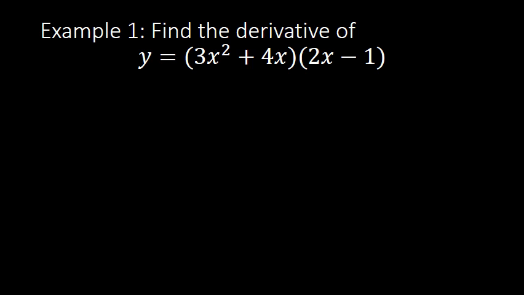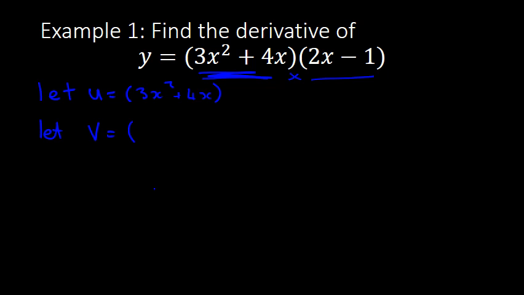The first thing we need to establish with a question like this is to confirm that it is in fact a product. Okay, so it's one term multiplied by another term. That's a product. The approach to take then is to let u equal the first of the terms. So that's 3x squared plus 4x. And we're going to let v equal the second of the terms.